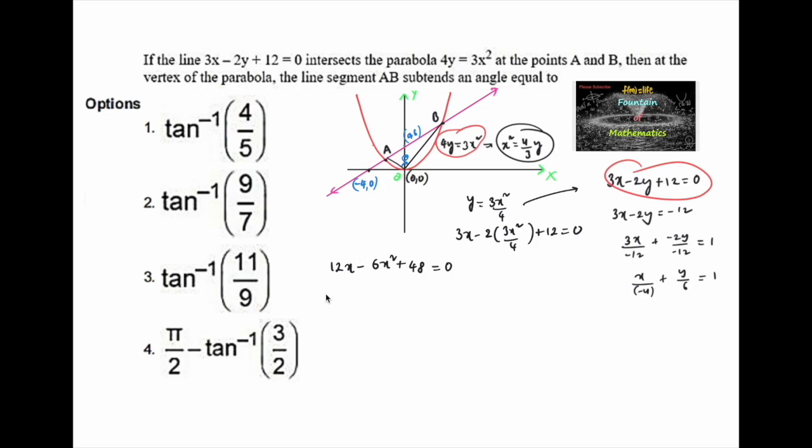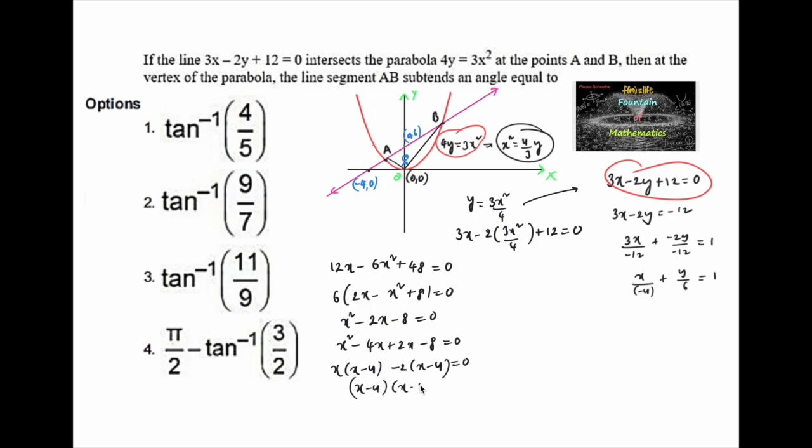Or you can take 3 common, or 6 common: 2x minus x square plus 8 is equal to 0. Or we can say x square minus 2x minus 8 is equal to 0. So by simplifying, x square minus 4x plus 2x minus 8 is equal to 0. x times (x minus 4) minus 2 times (x minus 4) is equal to 0. So (x minus 4) into (x plus 2) is equal to 0.